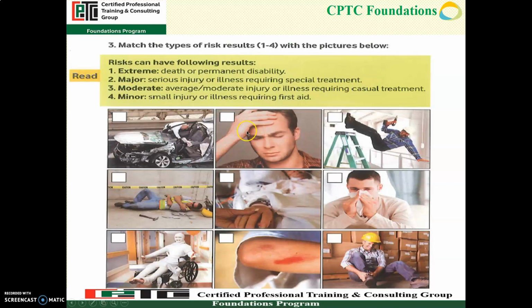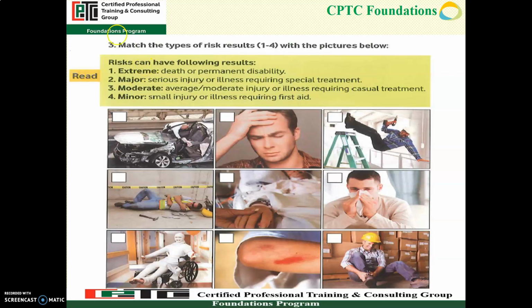So the exercise is exercise 3, as you can see here: match the types of risk results with the pictures below. We have 9 pictures of different accidents, and then we have here the words that I talked about. So risk can have the following results. The first result is extreme. It's the most dangerous one.